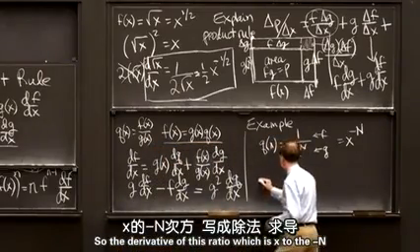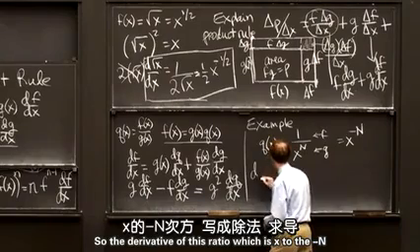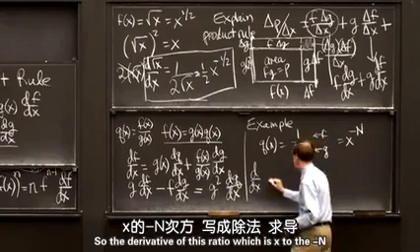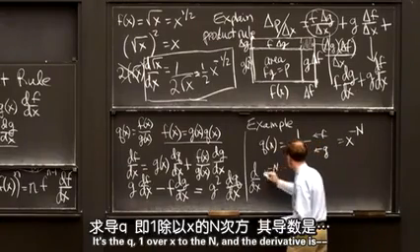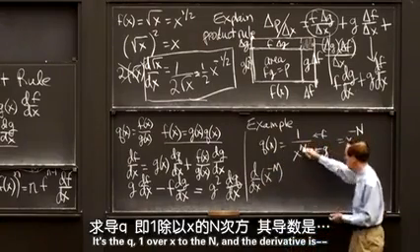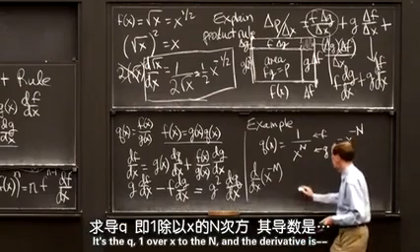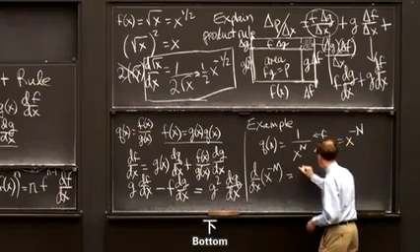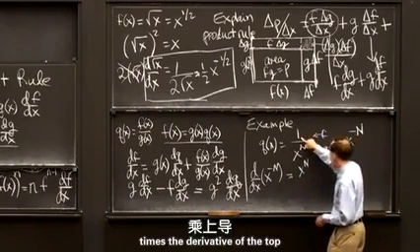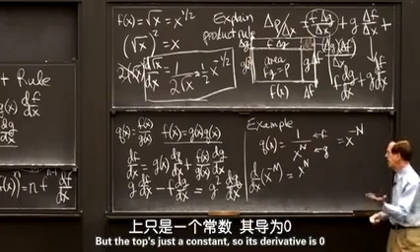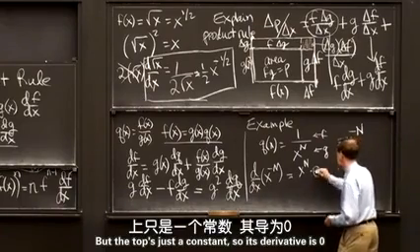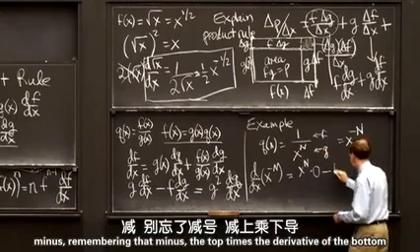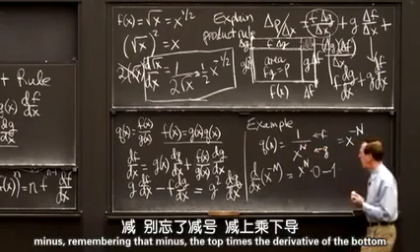All right, so let me think through the quotient rule. So the derivative of this ratio, which is x to the minus n, that's the q, is 1 over x to the n. The derivative is, okay, ready for quotient rule? Bottom times the derivative of the top. But the top's just a constant, so its derivative is 0.